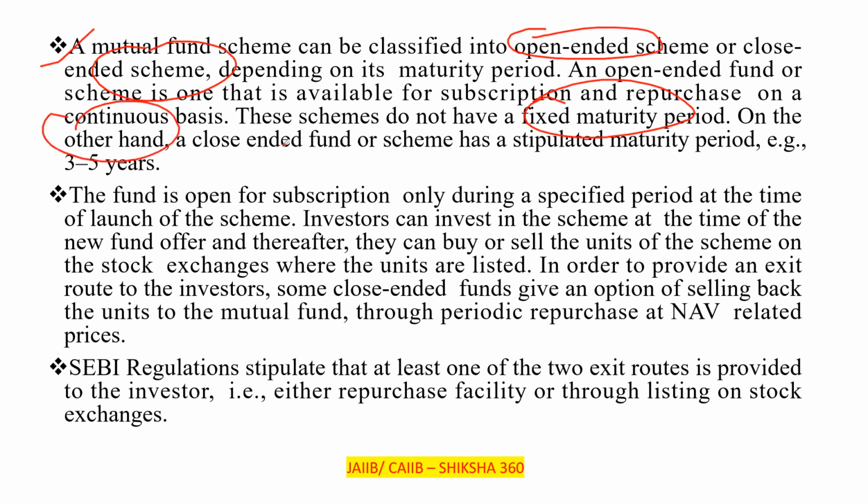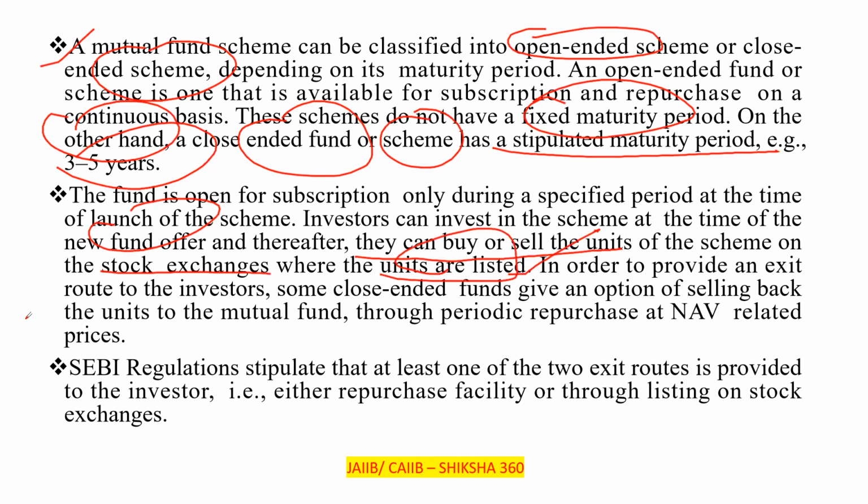On the other hand, a close-ended fund or scheme has a stipulated maturity period. Like we can say that this fund is basically for 3 years or 5 years. Clear? This is the basic difference between the open-ended scheme and close-ended scheme. The fund is open for subscription only during the specified period at the time of launch of the scheme. Investors can invest in the scheme at the time of the new fund offer, that is NFO. You can also hear this word NFO, that is new fund offer. Investors can invest in the scheme at the time of the new fund offer, and thereafter they can buy or sell the units of the scheme on the stock exchange where the units are to be listed.